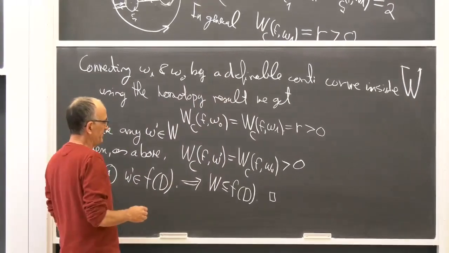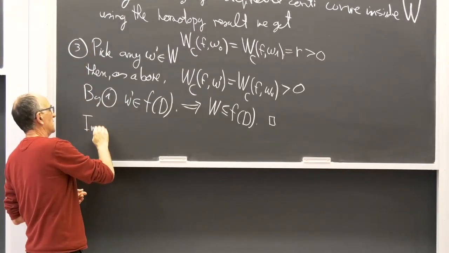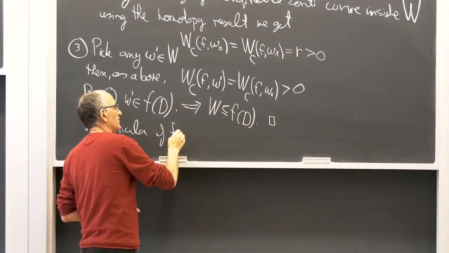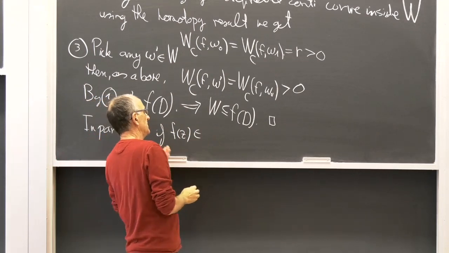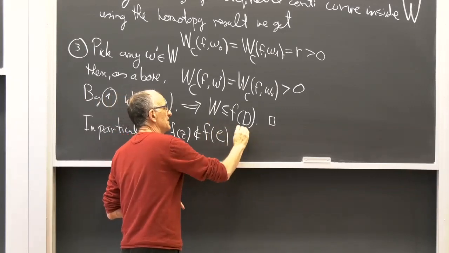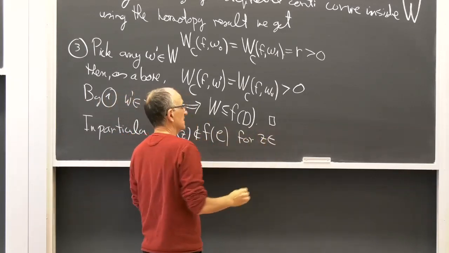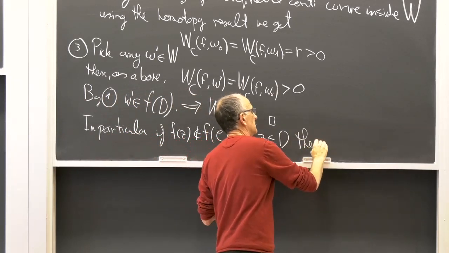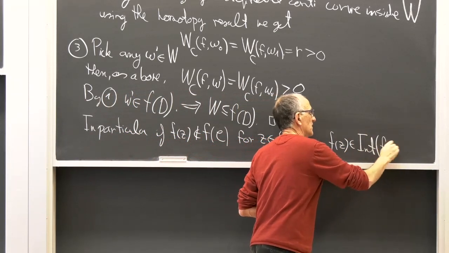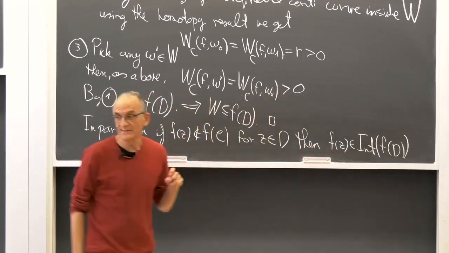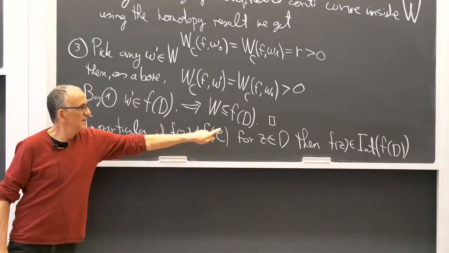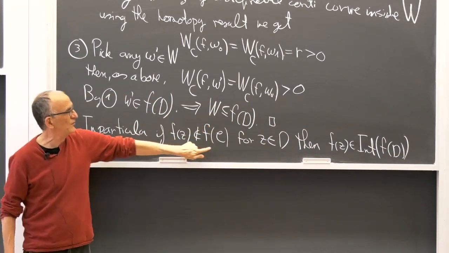So in particular, if F of Z is not in F of C for Z in D, then F of Z is in the interior of F of D. So in a second, we'll translate it and we'll say this implies the maximum principle. Because you can be on the frontier of F of D only if you are on F of C.